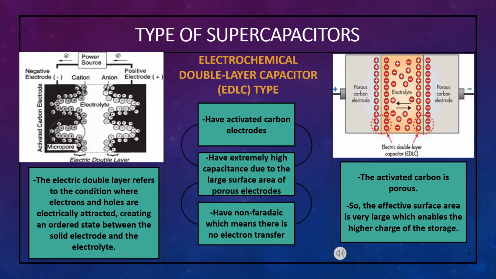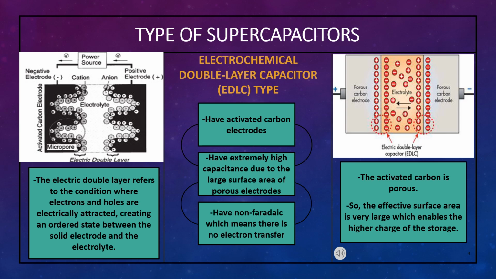Hello, my part is the types of supercapacitors. One type is the electrochemical double layer capacitor, which is the EDLC type. The characteristics of EDLC are that they have activated electrodes, which are carbon. They have extremely high capacitance due to the large surface area of the porous electrode. And lastly, they are non-Faradaic, which means there is no electron transfer.